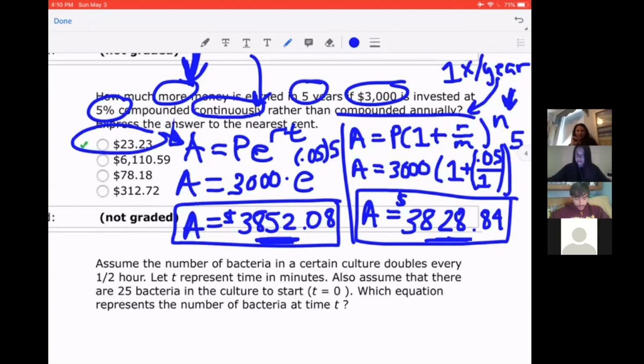Make sense? Yep, so it's just a matter of you have to set up both, and they are different equations, and then subtracting your final answers. That was good.